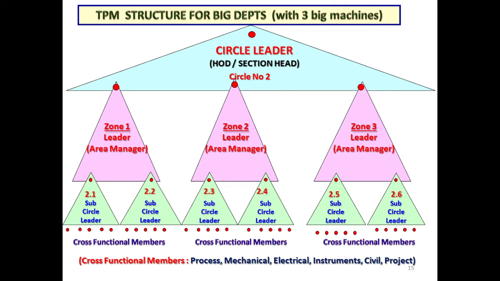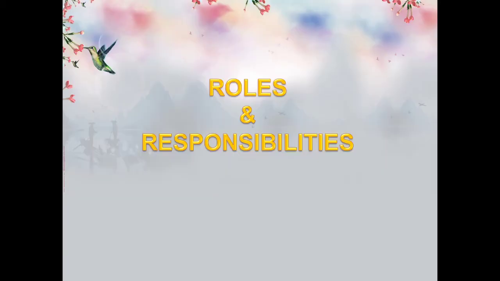Here also you need to assign numbers to the circles and zones and subcircles. Example, this circle is assigned circle number 2 and zones 1, 2, 3, and each zone is divided into subcircles 2.1, 2.2, 2.3, 2.4, 2.5 and 2.6 with cross-functional members. This methodology is adopted for close monitoring of the owners and their equipment.